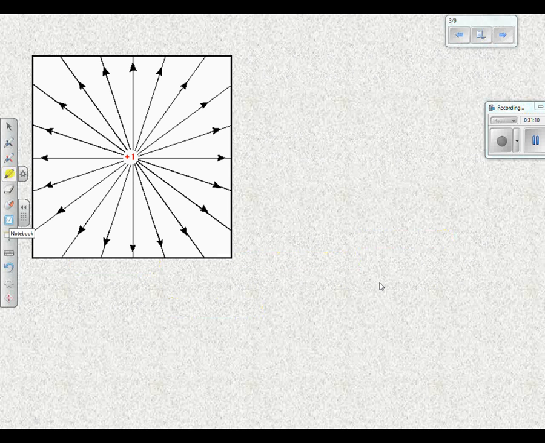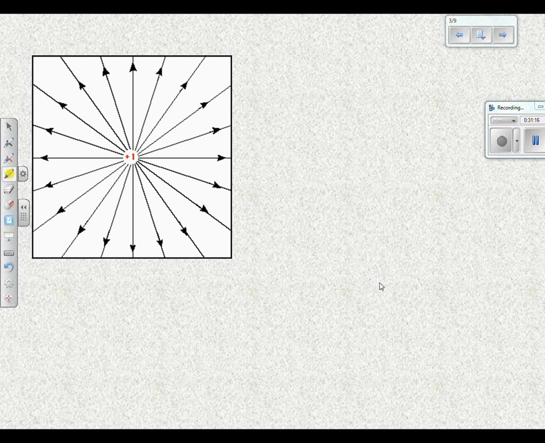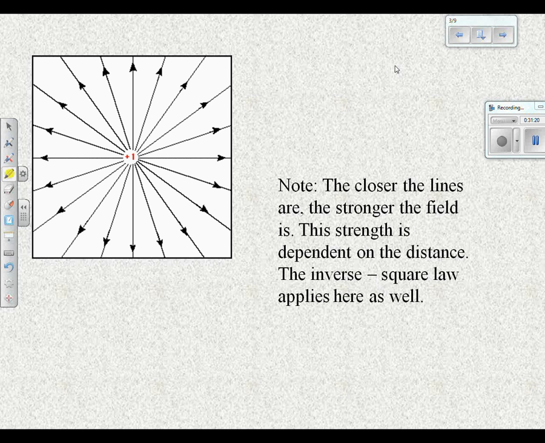Okay, so there's an electric field. Notice that the lines go on forever, and in this case, they are pointing away. Note that the closer the lines are, the stronger the field is. The strength is dependent upon the distance, and the inverse square law applies here as well.